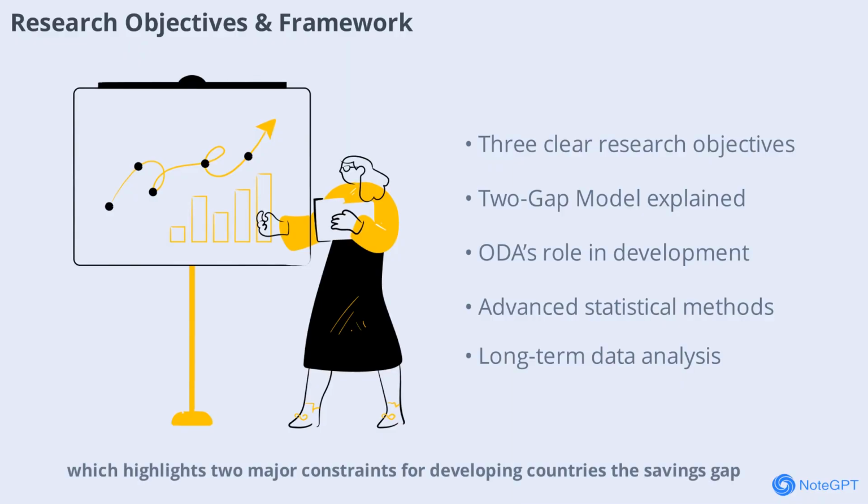The study uses the two-gap model, which highlights two major constraints for developing countries: the savings gap, where domestic savings are insufficient for investment, and the foreign exchange gap, where there isn't enough foreign currency for imports and development. ODA is theorized to help close these gaps, promoting investment and economic growth. The research analyzes annual data from 1960 to 2019 using a simultaneous equation model and two-stage least squares estimation.